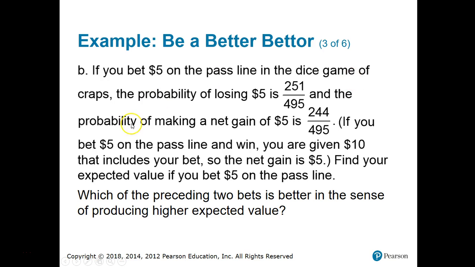$5 on the pass line in a dice game, probability of losing $5 is 251 over 495. Probability of making a net gain of $5 is 244 over 495. So, I don't know enough about gambling to say anything about this. But I'm sure there are plenty of people who do. If you bet $5 on the pass line and win, you get $10, which means you get your $5 back and you gain $5. Find your expected value if you bet $5 on the pass line.